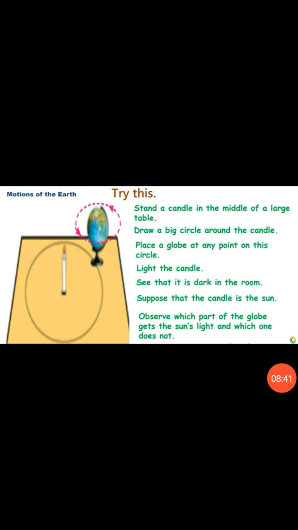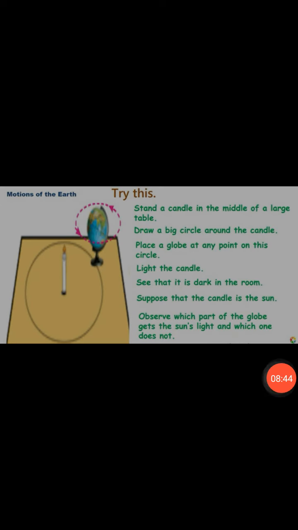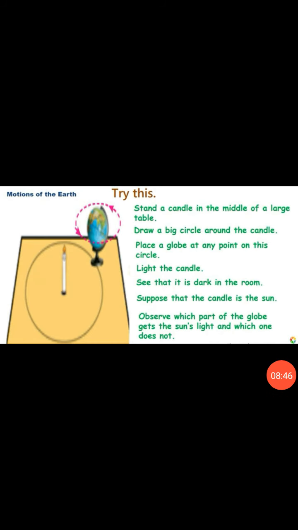So here we have completed two points. What you have to do is stand a candle in the middle of a large table, draw a big circle around the candle, place a globe at any point on this circle, light the candle, and see that it is dark in the room. Imagine that the candle is the Sun and start rotating the globe. You can see half of the globe gets light from the candle, that is the Sun.